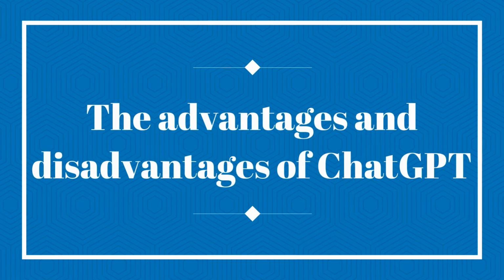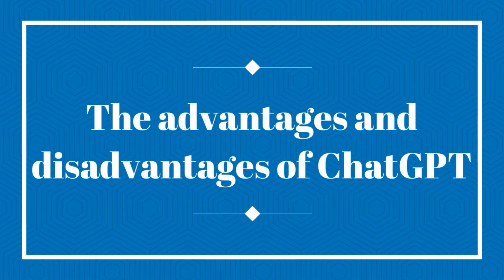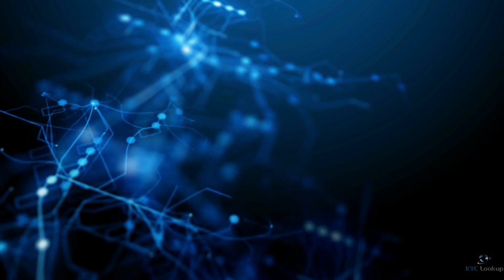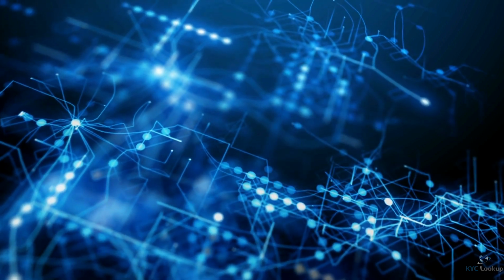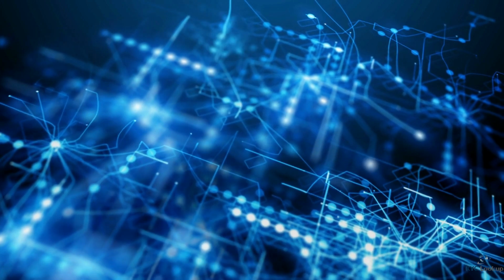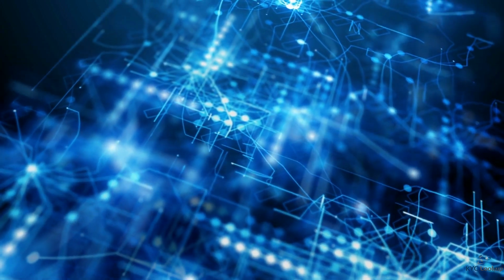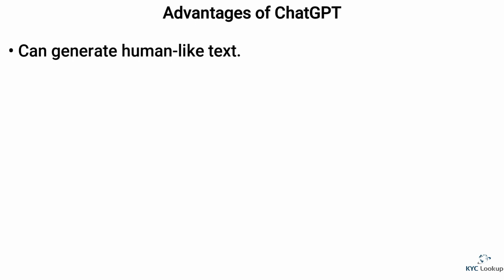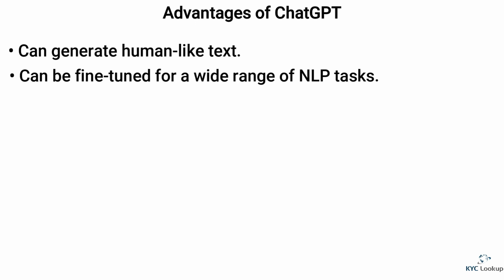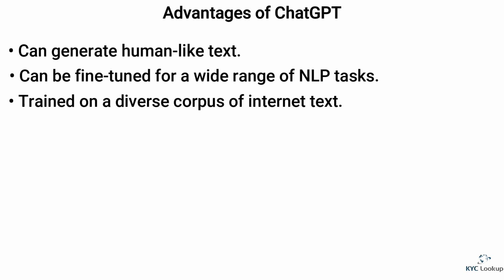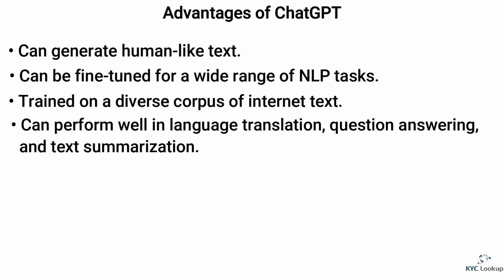The advantages and disadvantages of ChatGPT. As this is a new technology, there will always be countless advantages to using it. Here are some of the advantages. Can generate human-like text. Can be fine-tuned for a wide range of NLP tasks. Trained on a diverse corpus of internet text. Can perform well in language translation, question answering, and text summarization.